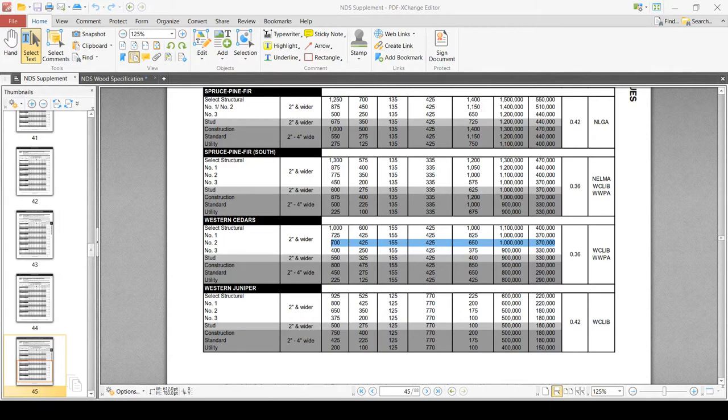Shear stress is 155 PSI. The compression perpendicular to grain is 425 PSI. The compression parallel to grain is 850 PSI. The elastic modulus is 1 million PSI. And the minimum elastic modulus is 370,000.